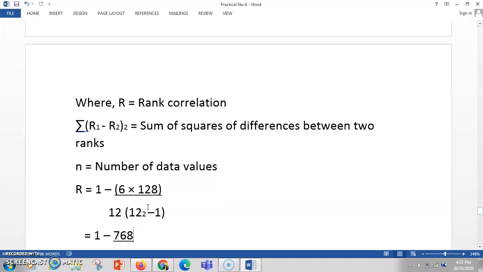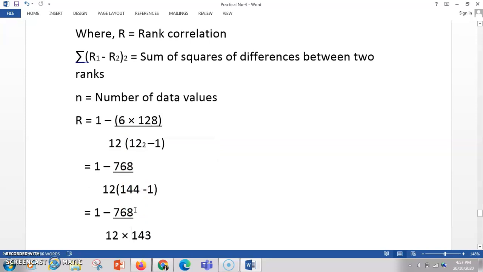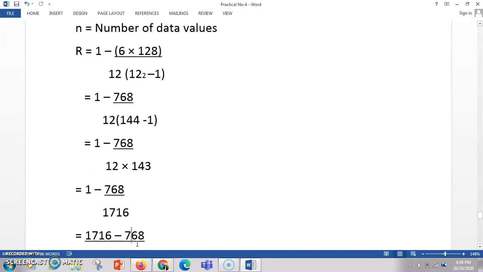So this is the formula, and we have replaced the values. Now 12 square, the square of 12 is what? 144. So 144 I have written here, and 6 into 128 is 768. So this I have solved here. So 144 minus 1 is 143. After multiplication, you get 1716.